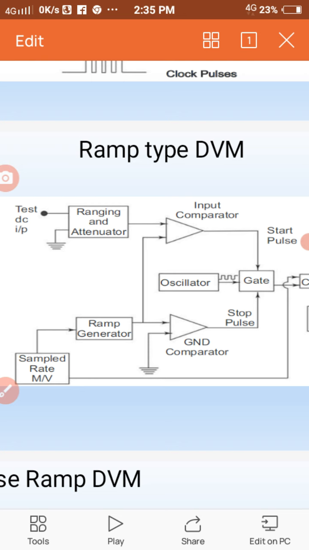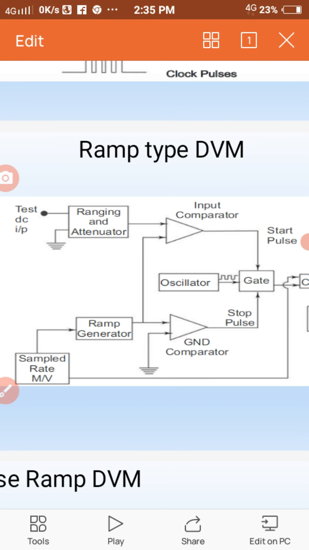Conversion from voltage to time interval is illustrated by the waveform, and at the start of the measurement cycle a ramp voltage is initiated. This voltage can be positive going or negative going. The negative going ramp is continuously compared with the unknown input voltage.